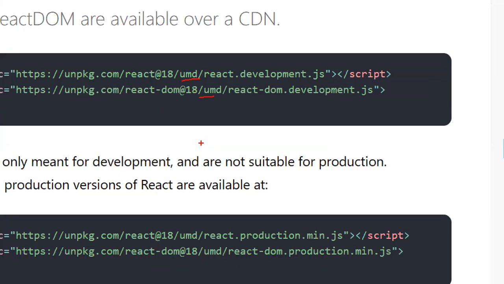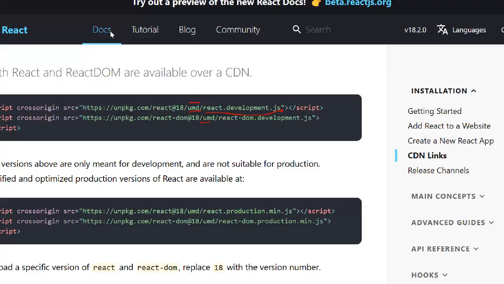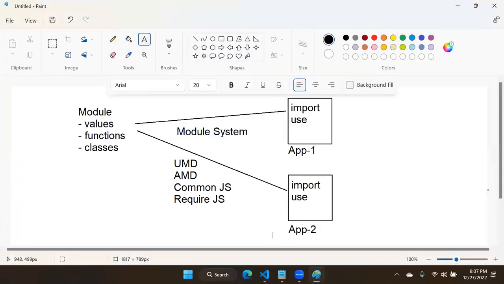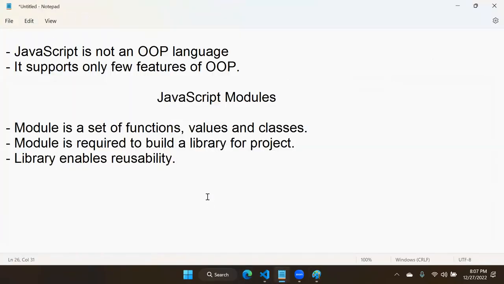Now, what is the meaning of this UMD? I hope you understood. What is UMD? Universal Module Distribution. AMD is Asynchronous Module Distribution. Actually, this is a module system. In that module system, they provided a library. We have to import and use it. When you are working with JavaScript module systems, you should know the module system.